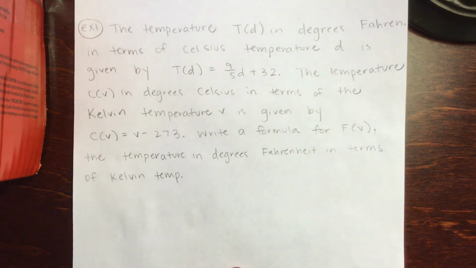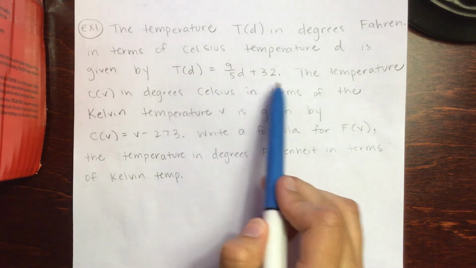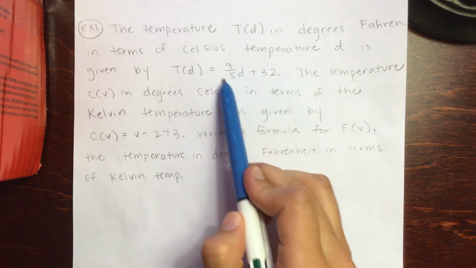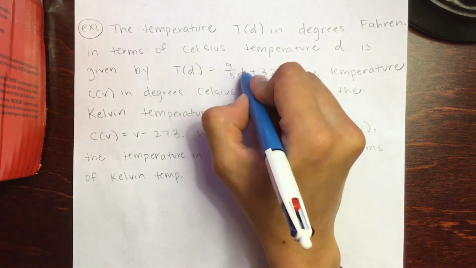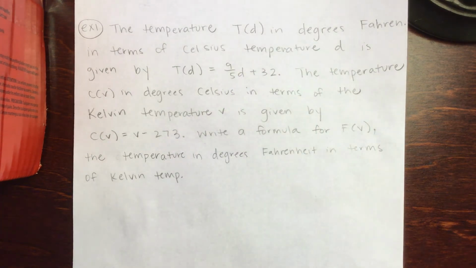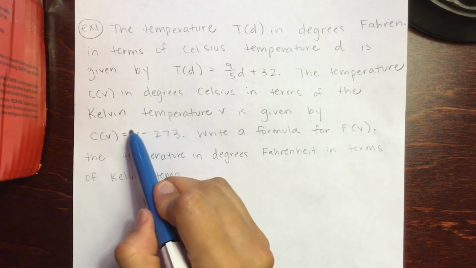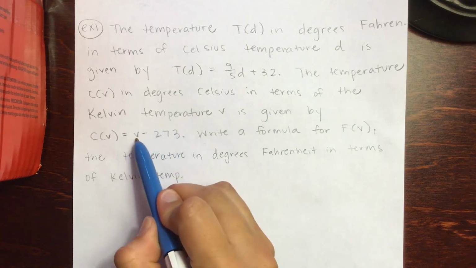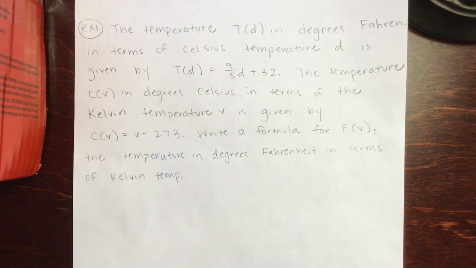So, first example. The temperature in degrees Fahrenheit in terms of Celsius is given by this formula here. So this whole equation is the Fahrenheit formula. This is Celsius, D. The temperature in degrees Celsius in terms of Kelvin temperature is given by this formula. So this whole equation gives you the Celsius, and Kelvin is just your input. Write a formula for F of V, the temperature in degrees Fahrenheit in terms of Kelvin.